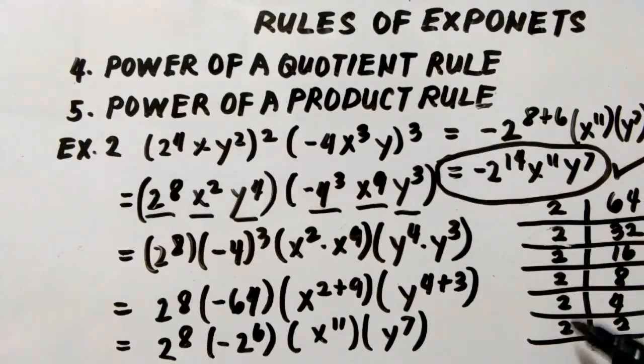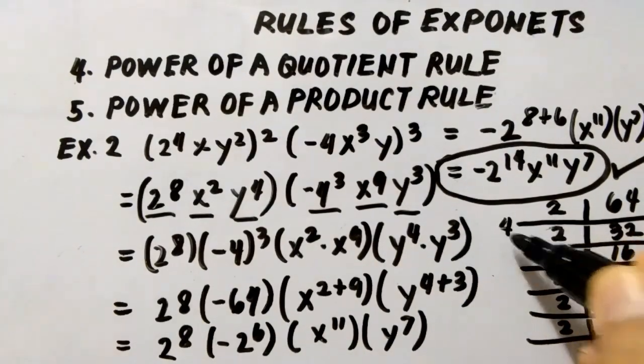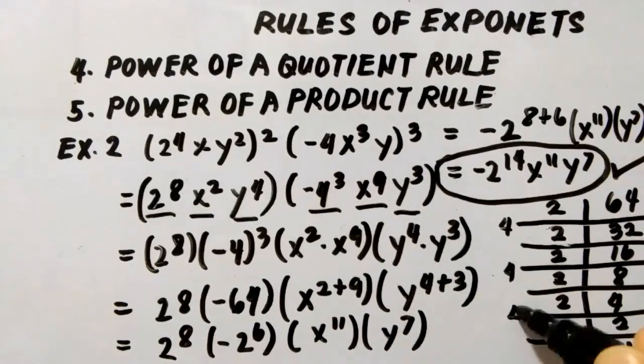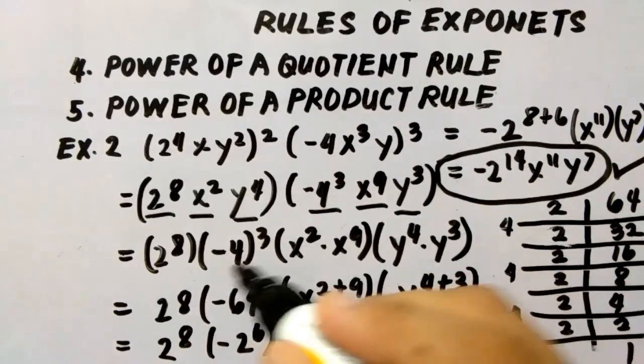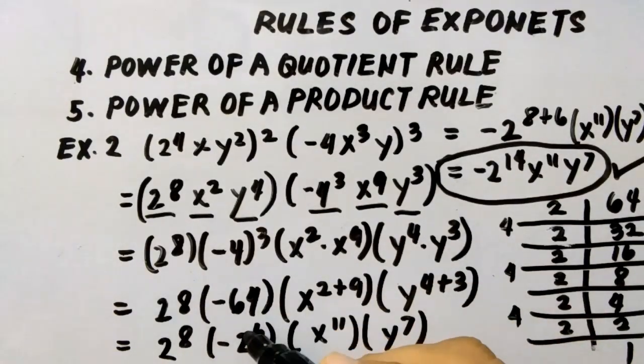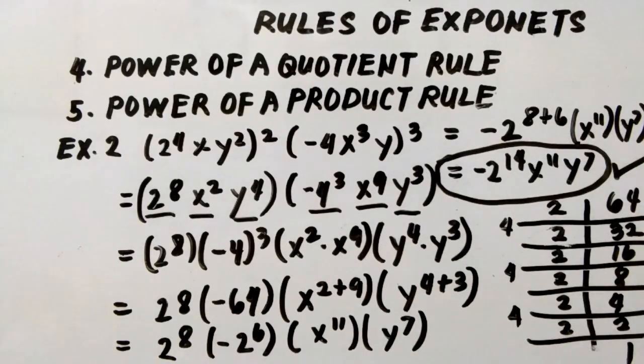I-check lang po natin kung tama. 2 times 2 is 4. 2 times 2 is 4. 2 times 2 is 4. Tatlong 4 po. Ayun po siya, 4 to the power of 3. Ibig po sabihin, tama po itong 2 to the power of 6 natin. Dito po yan galing. Gumamit po tayo ng prime factorization.